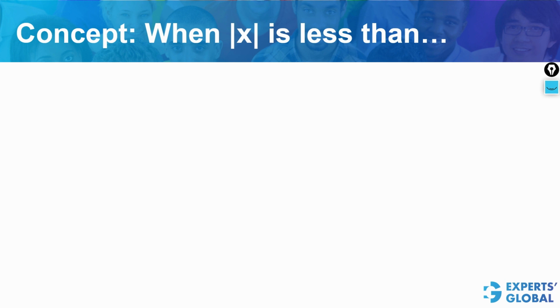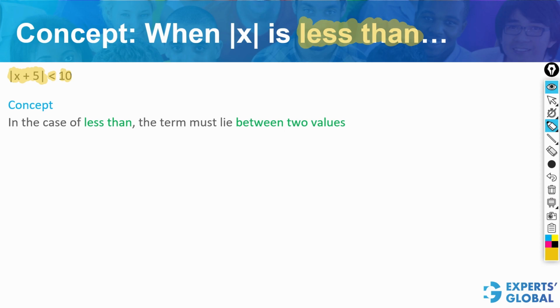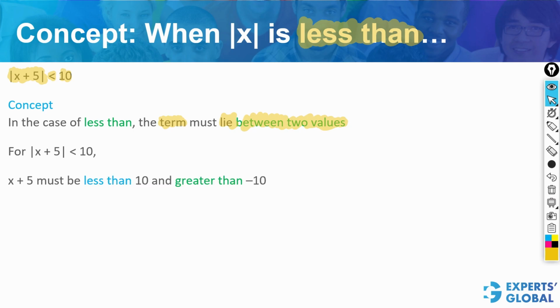The other variation is the less than cases. In these cases, the modulus bit is less than something. In these less than cases, the concept is that when we open the mod, the term lies between two values. Therefore, for this expression, when we open the modulus, the term lies between positive 10 and negative 10. Therefore, this is the expression that we get. You see, the term is between the original value and its negative value.